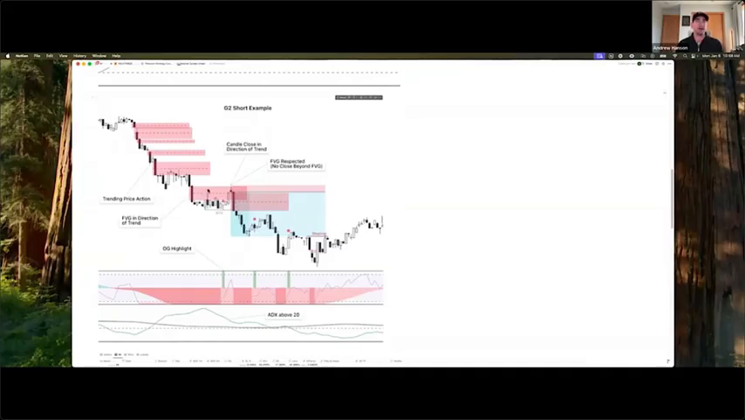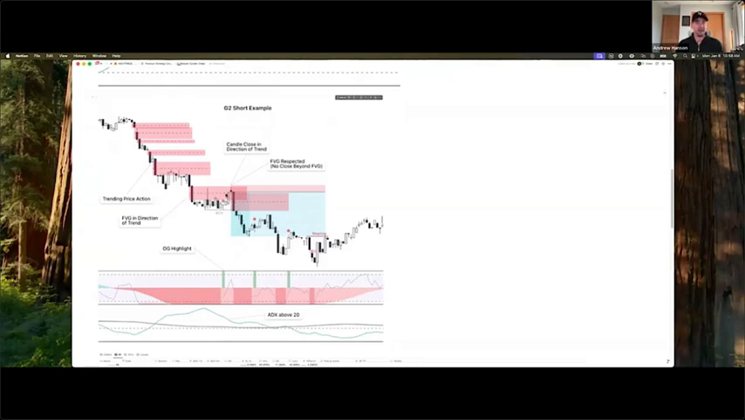Price comes into the fair value gap here, but we don't enter on this candle because we didn't get a pullback signal yet. We didn't get an OG highlight. So we're waiting for an OG highlight. Here we get the OG highlight. Price comes into the fair value gap.